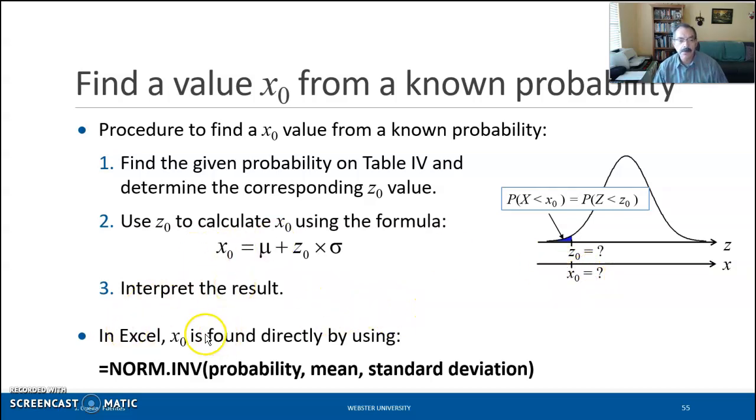Now here I'm providing the formula that you can use in Excel to find the x value directly without having to go through the standard normal distribution, in case you want to try and see how that works. But I'll let you do it. If you have any questions, let me know. But for our purpose, we're going to follow this 3-step procedure, and that's what you're going to be asked to do in your homework assignment, or in quizzes, or in exams.